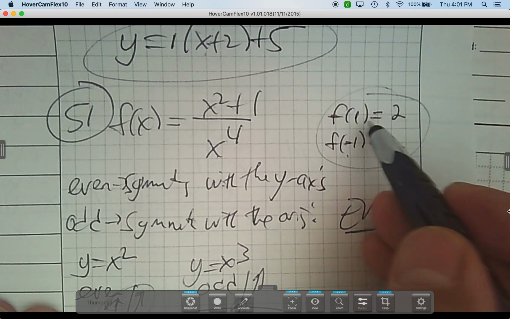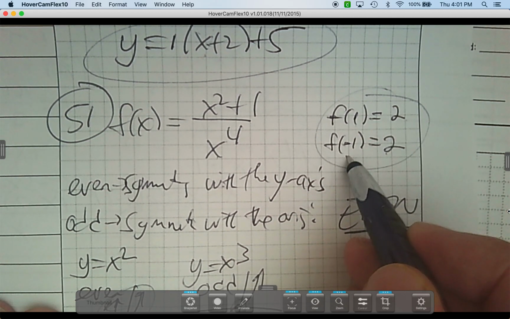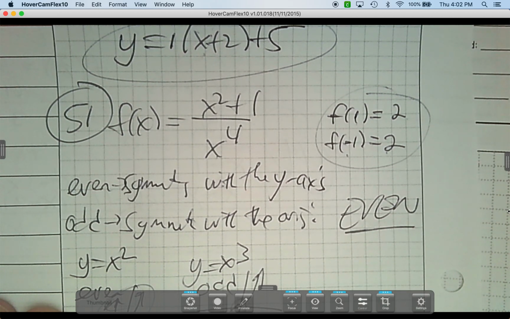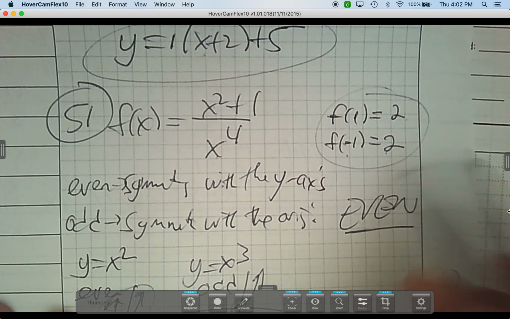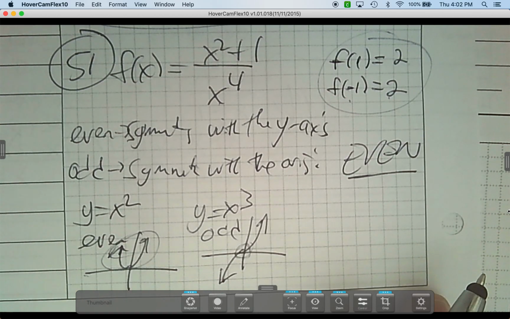Now, if I plug in positive 1 and I get positive 2, and if I plug in negative 1 and get negative 2, then that would be an odd function. And if I get gobbledygook, they don't match at all, and they're not opposite, then it's neither. So for this one, it's even, and you're done with your assignment.